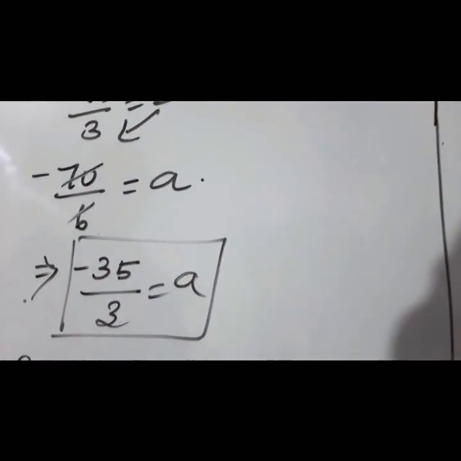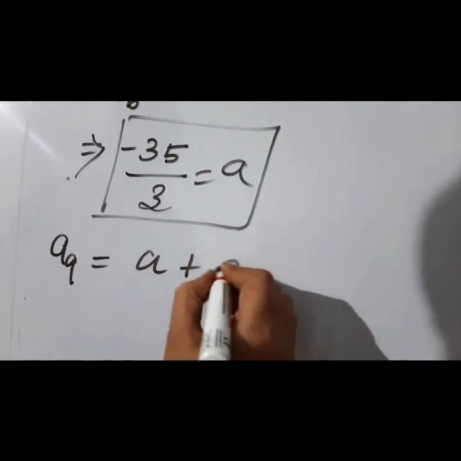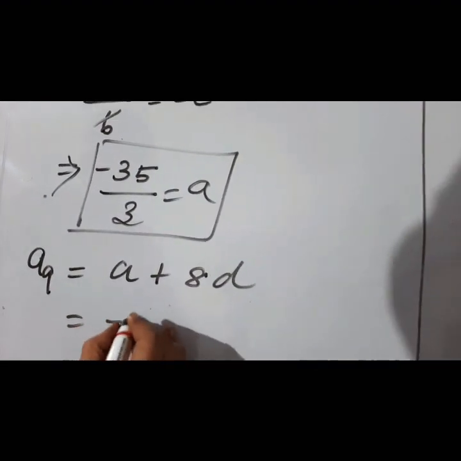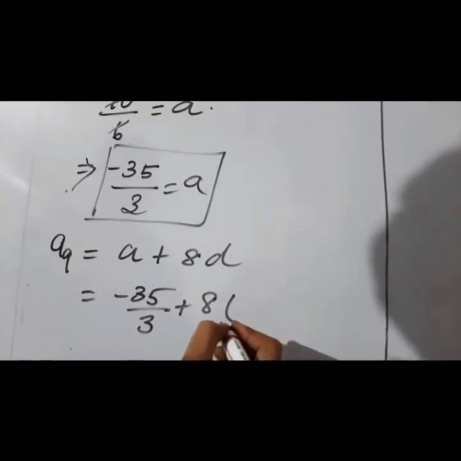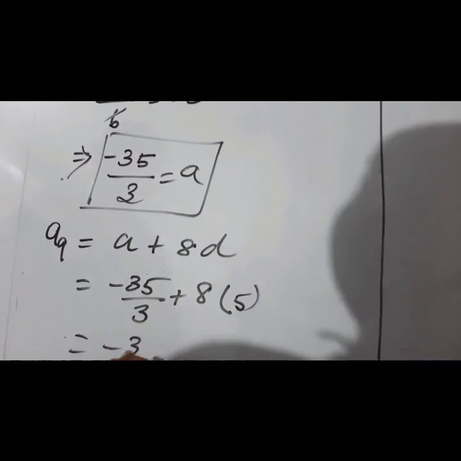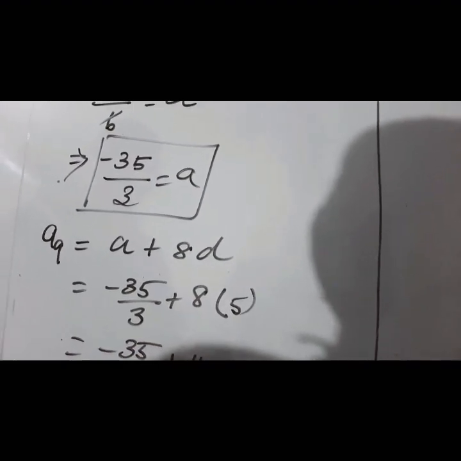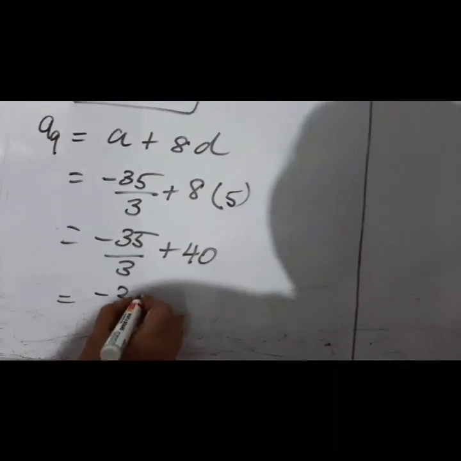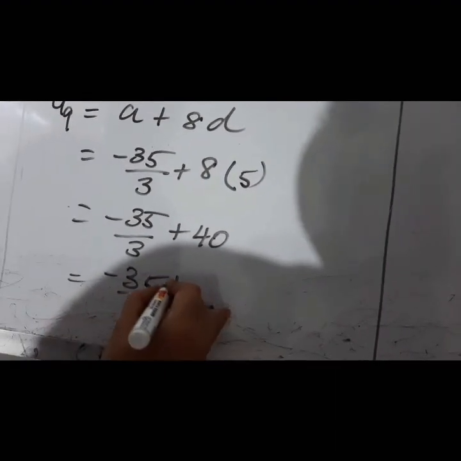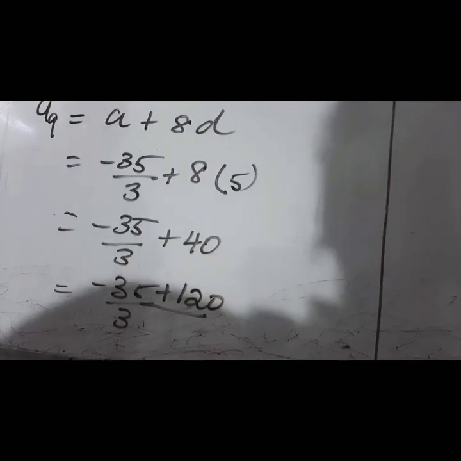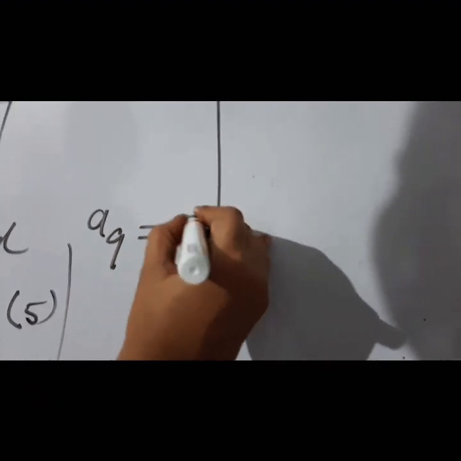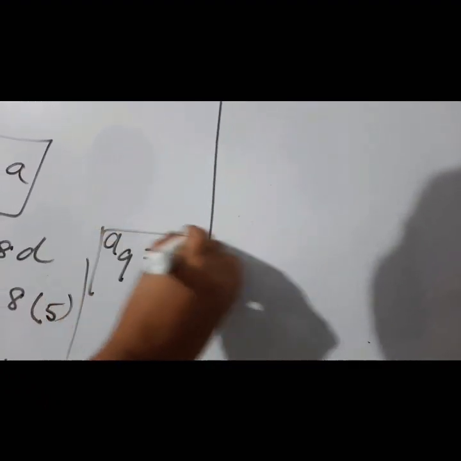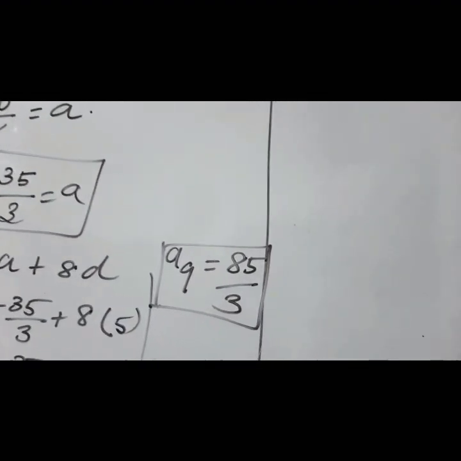Then they ask us to find out A9. A9 is A plus 8D. That is minus 35 by 3 plus 8 into the value of D, which is 5. Minus 35 by 3 plus 40. Minus 35 by 3 plus 120 by 3. If you take LCM, you will get 3. So the value of A9 is equal to 85 by 3. We got the value of A as minus 35 by 3 and A9 is 85 by 3.